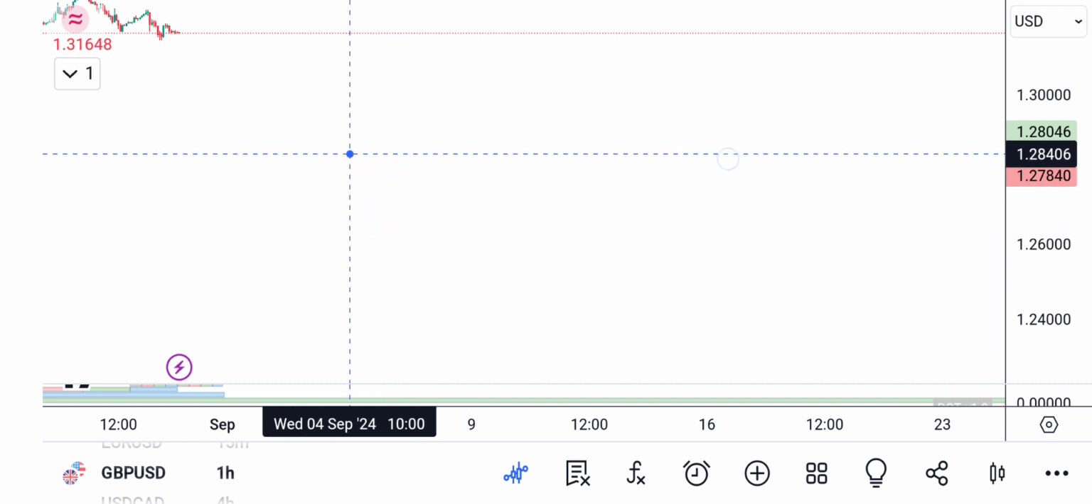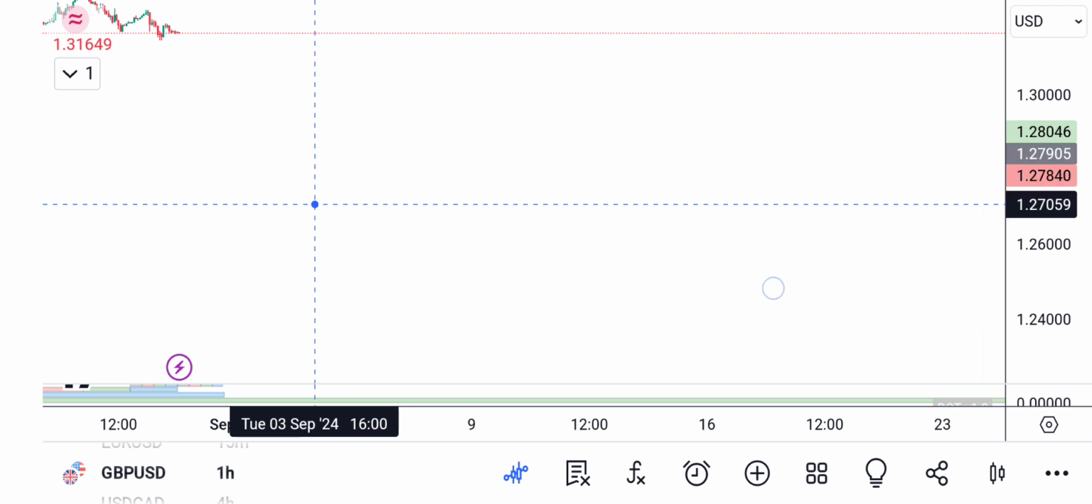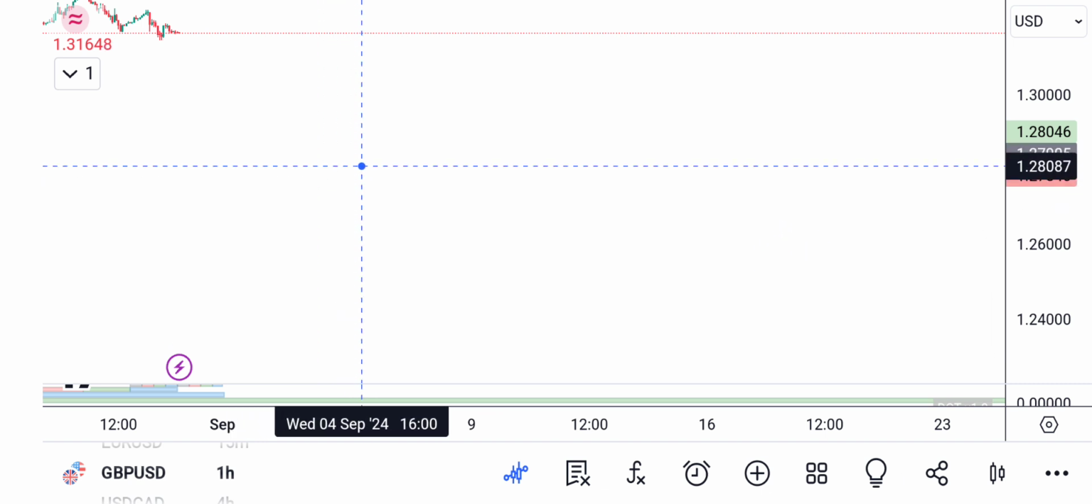Now we say there are three forms of market structure. We have a market structure that is bullish when the market is forming higher lows and higher highs, a market structure that is bearish when the market is forming lower highs and lower lows, and we have a ranging market where the market is neither forming higher highs nor lower lows, like it is simply just consolidating. We are going to look at the bullish scenario.